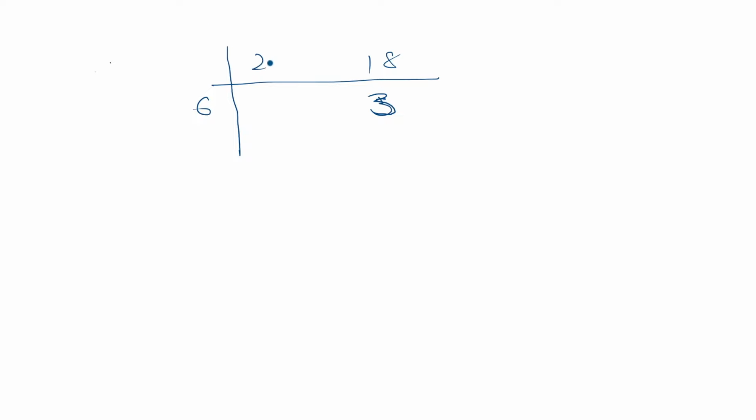What about this 24? 6 can times what to give you 24? 6 can times 4 to give you 24. So 24, 6 is a common factor of 24 and 18. Okay. So this is the first question.